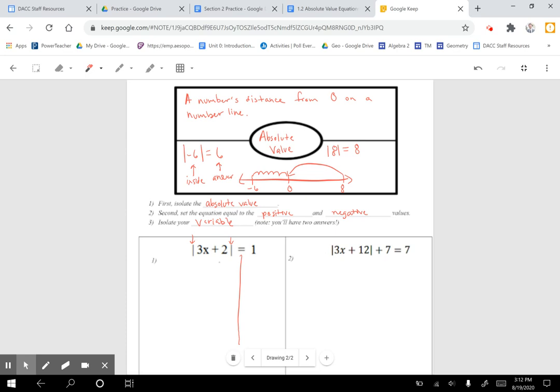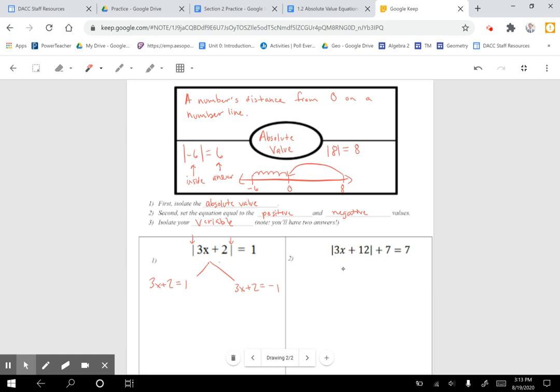All right, so step two. We have to set our equation equal to both the positive and negative values here. So it looks like actually, I don't have to do any algebraic work quite yet. I have to separate myself out into two equations. So we have 3x plus 2 equals our positive value, which is 1. And 3x plus 2 equals our negative value, which is -1. So I'll say that one more time. Initially, we got to make sure the absolute value is alone on the left side.